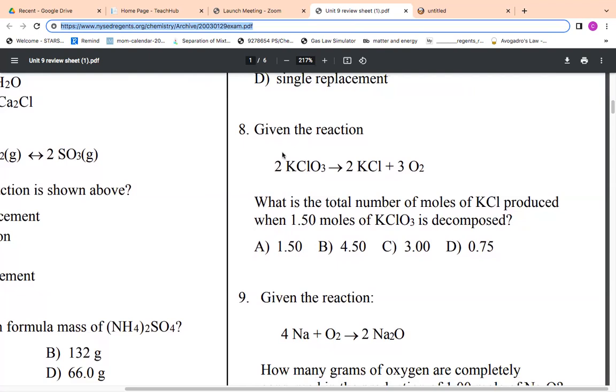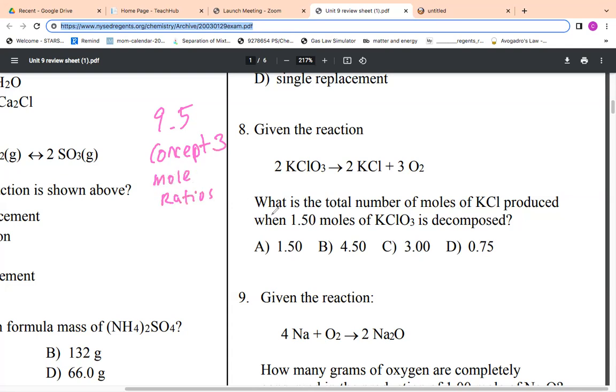Okay. Given this reaction, they give us a balanced equation. What is the total number of moles of KCl produced when 1.5 moles of KClO3 is decomposed? So this is from lesson 9.5. I'm just going to write it over here. This is concept 3. This is mole ratios.